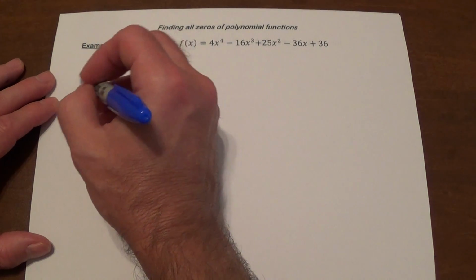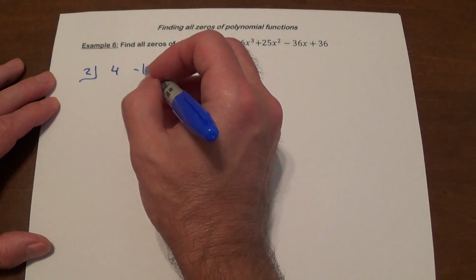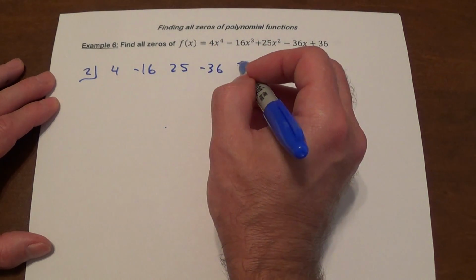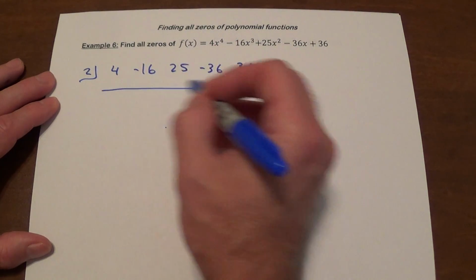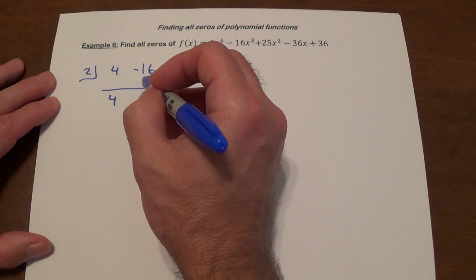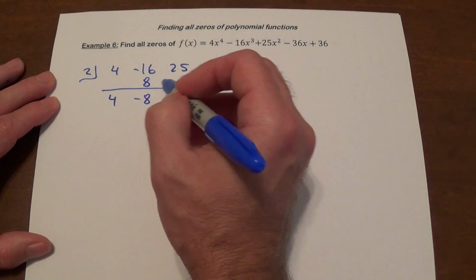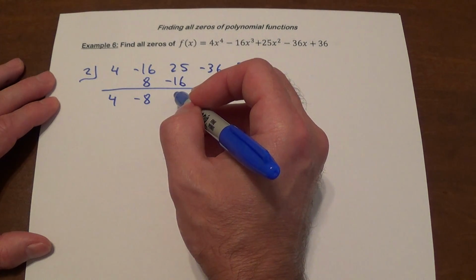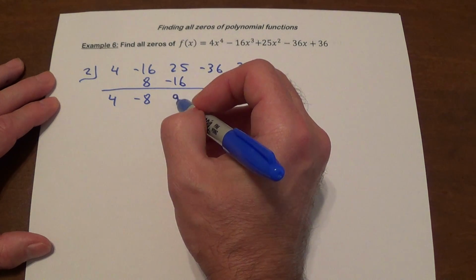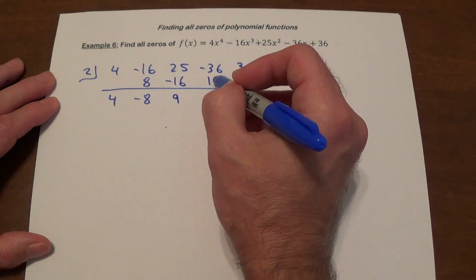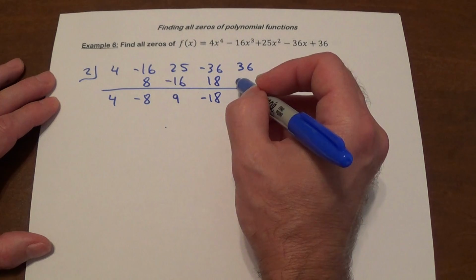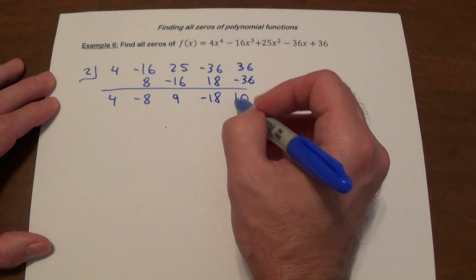I know 2 works. We have 4, negative 16, 25, negative 36, and 36. So 4 comes down. This is 8, negative 8, negative 16. That's going to give us 9. 2 times 9 is 18. That's going to give us negative 18. Times 2 is negative 36, and we have 0.